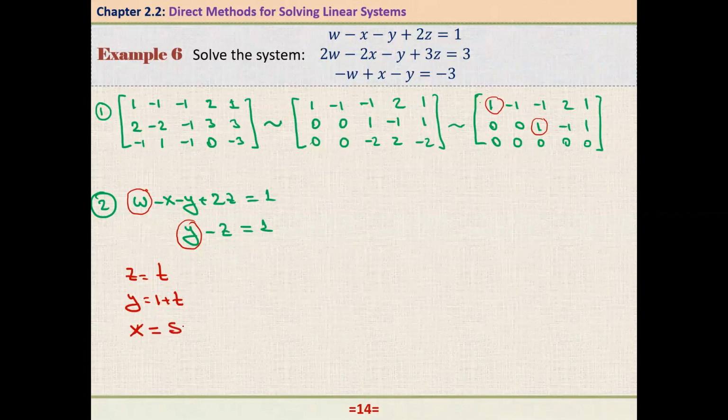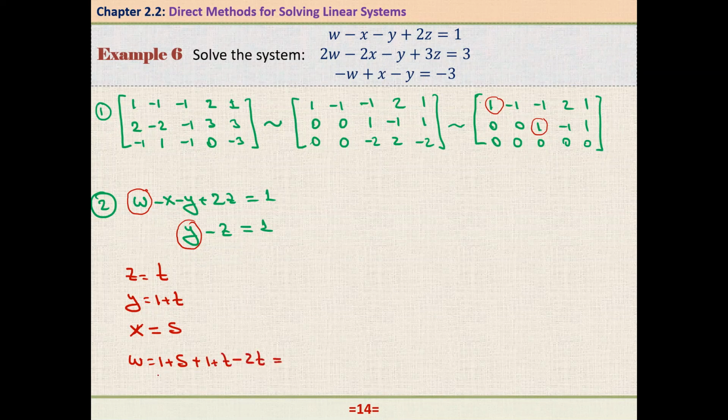What is t? Any real number. S, any real number. But this y is dependent on t here, right? Then here we can write w. What is w? 1 plus x, which is equal to s, plus y, that's equal to 1 plus t, minus 2z, that's equal to 2t.